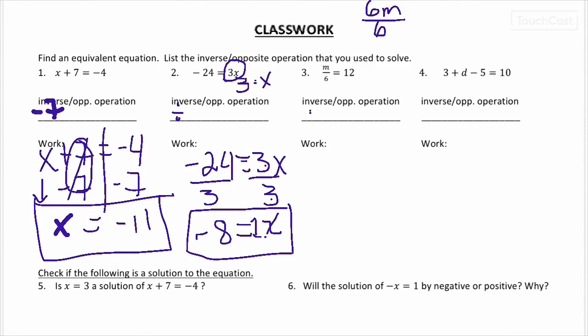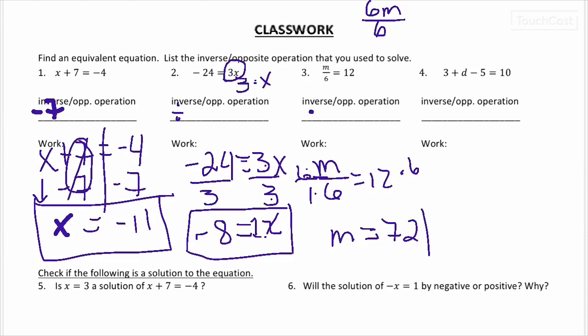So again, the inverse operation is times. And here's the work. M divided by 6 equals 12. I'm going to times 6. I'm going to times 6. Right? And almost as if the whole line goes together. So 6m over 6, that's a times, is 1m. And then 12 times 6, 72. I did that in my head. That was hard. Okay, and that's the answer there.